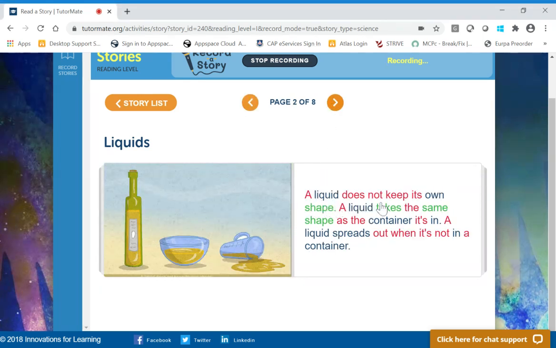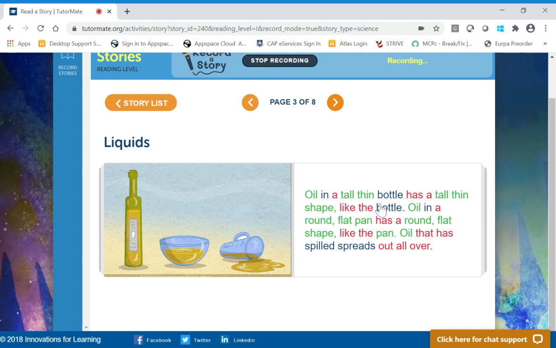A liquid does not keep its own shape. A liquid takes the same shape as the container it's in. A liquid spreads out when it's not in a container. Yeah. See the liquid here in the bowl, it takes on the same shape. Same with this large bottle. But when this measuring cup got tipped over, it just kind of flattens out, doesn't it? Goes wherever it wants. That's what liquids do. They can't hold their own shape.